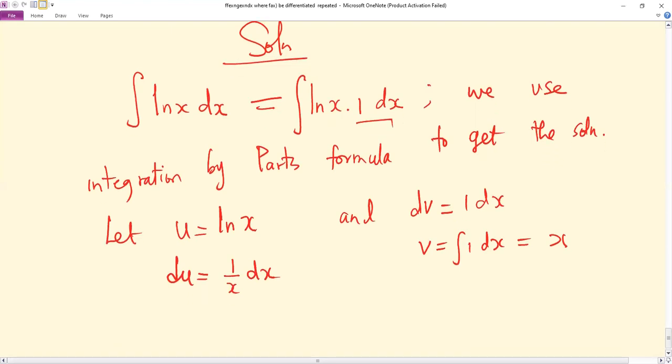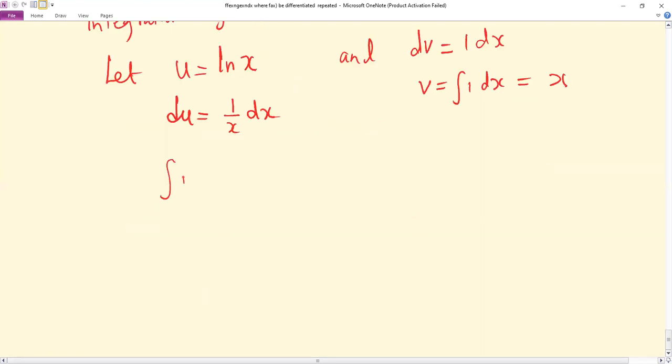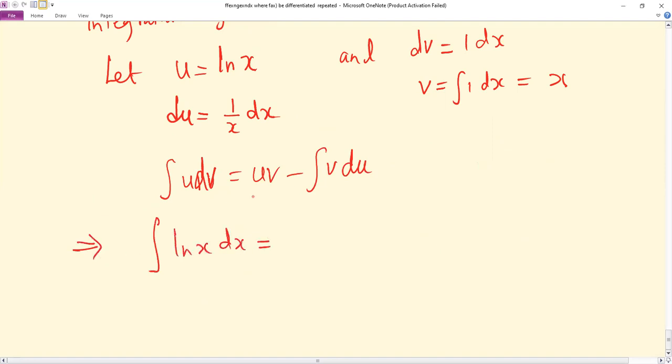You remember that integration by parts is integral of u dv is the same as uv minus integral of v du. Which means integral of ln of x dx, uv, this is the u, this is our v, so it will be x ln of x minus integral of v, which is x, times du, which is 1 over x dx.